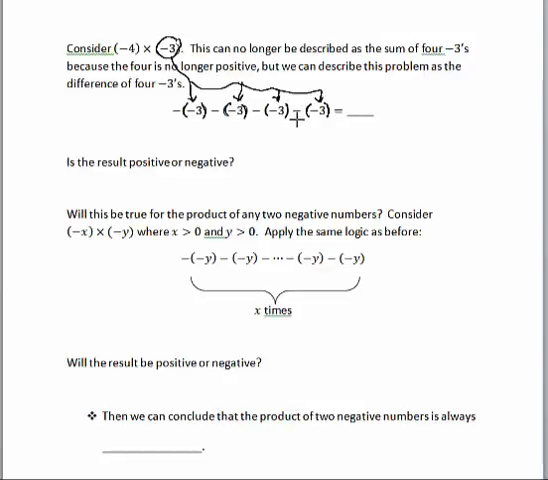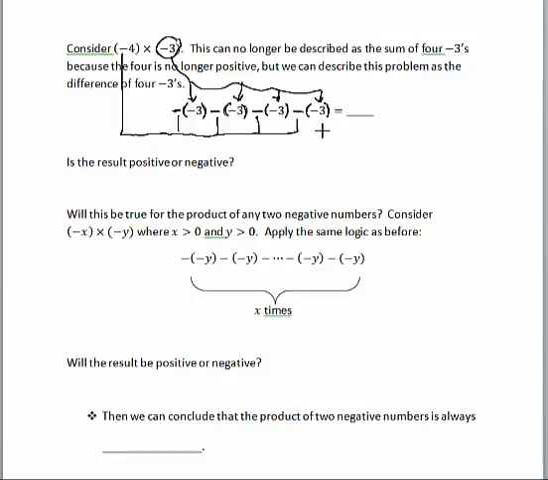But these negatives here that indicate subtraction are the result of the first number in the product being negative, the 4. So we write 4 negative 3's, but now we subtract them. That's where these subtraction symbols come from.